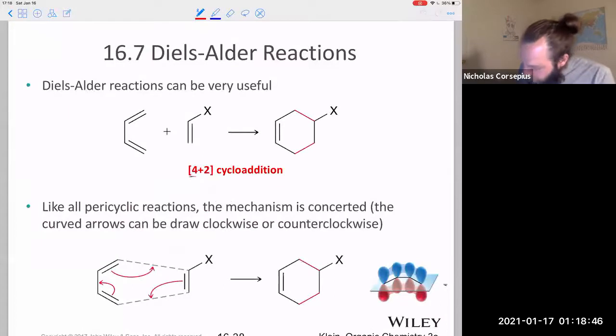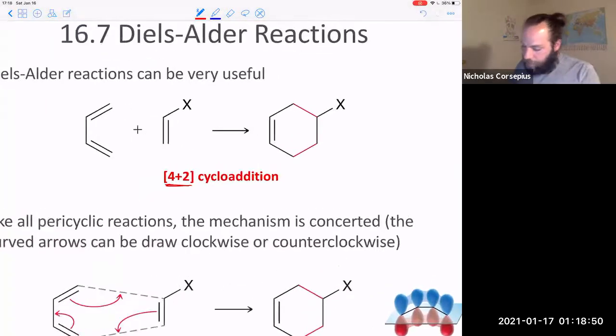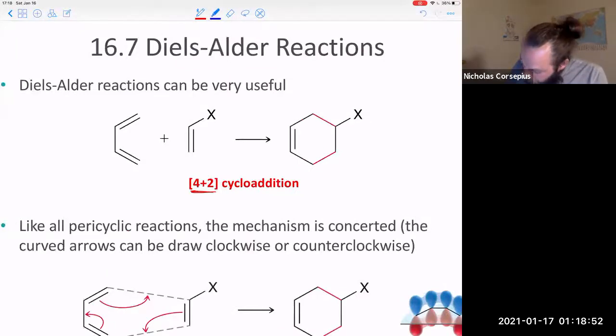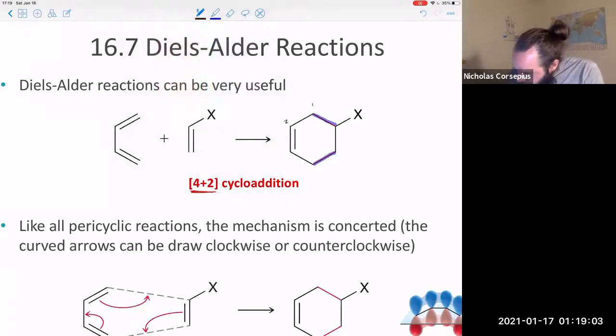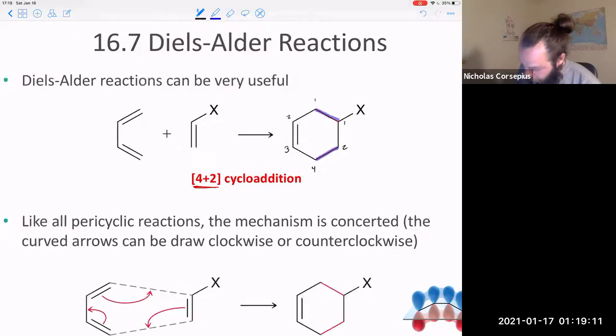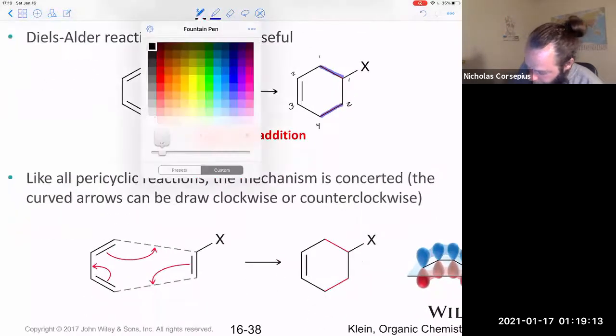These are called 4,2 cycloadditions. So let me just show you where that comes from real quick. The bonds that are being formed in this reaction are highlighted in blue. Notice how on one side there are 1, 2, 3, 4 carbons, and on the other side there are 1, 2 carbons.